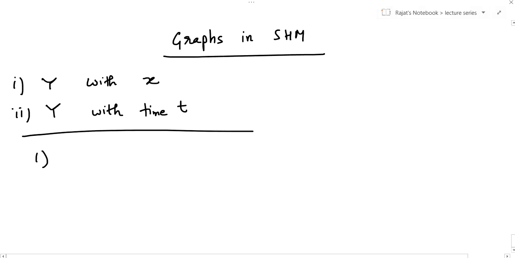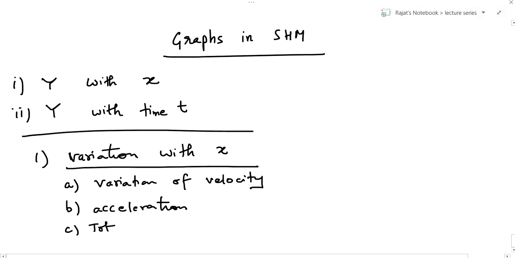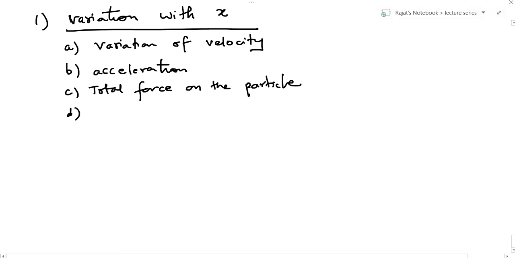So first, variation with x. The first can be variation of velocity, acceleration, total force on the particle, and potential energy, kinetic energy, and total energy. Okay, these are the quantities that can be asked how they vary with x.